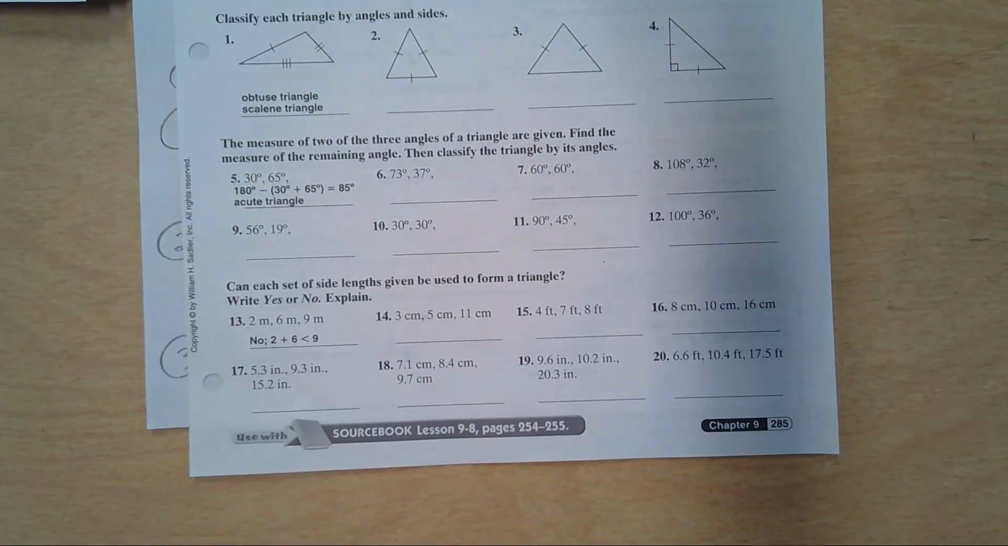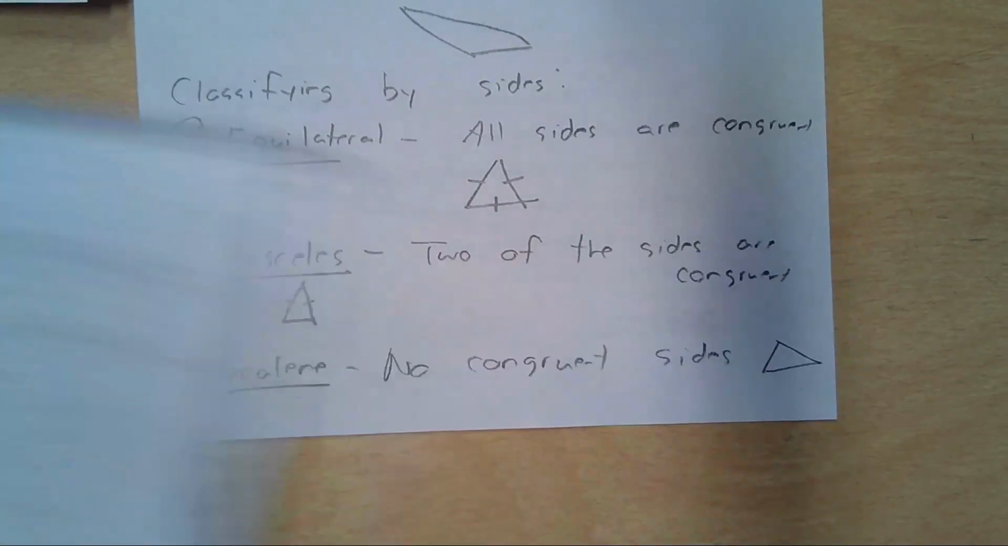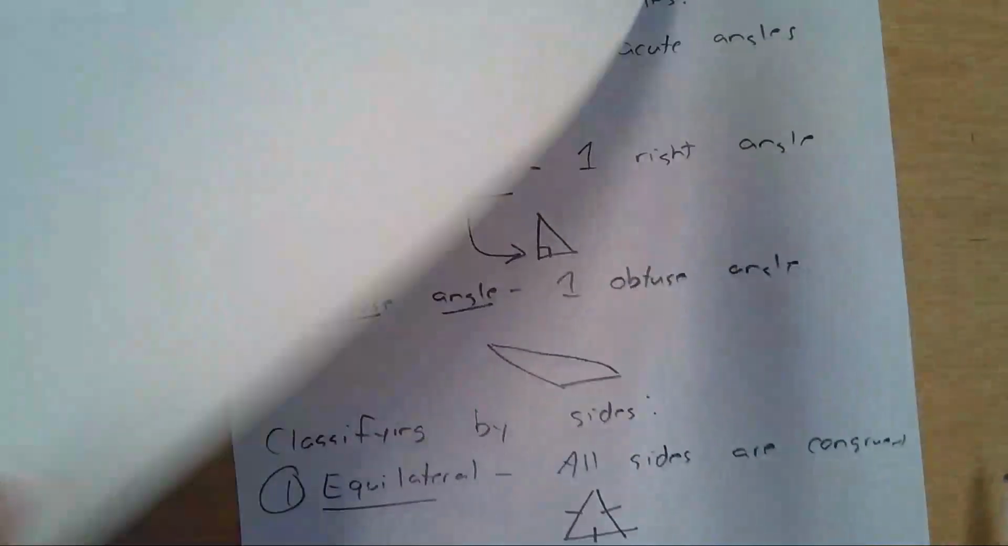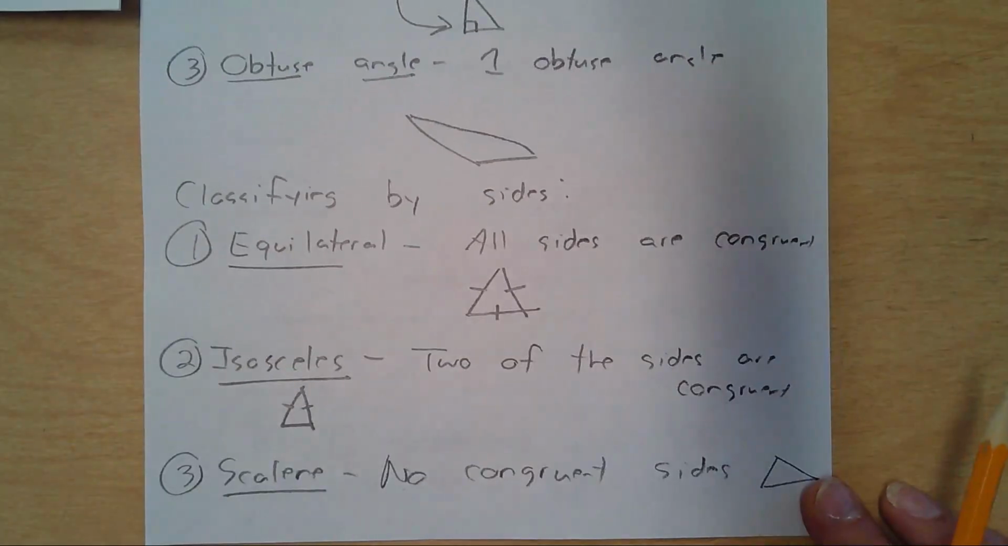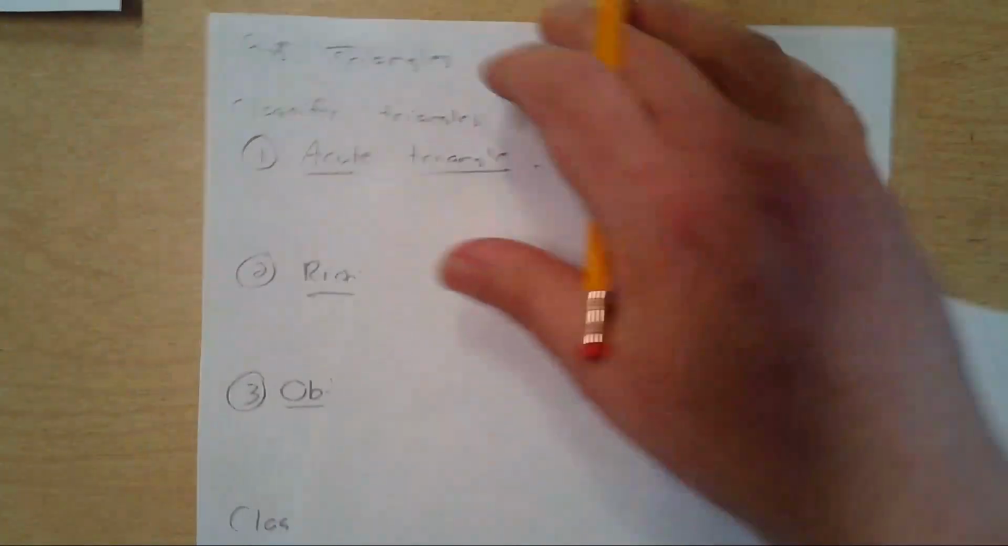Okay, next part here says 2 of the 3 angles are given. Find the measure of the remaining angle, then classify by its angles. So number 7, or let's just go to number 9 here. I suppose. Yeah, switch over to notes here. Okay, there's our vocab for today. And again, I have to introduce to you the triangle inequality theorem.